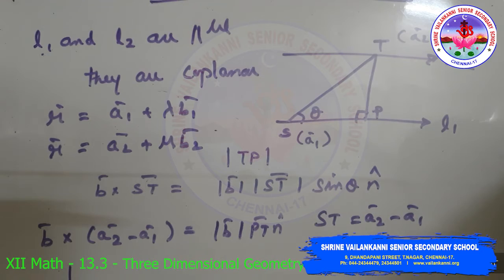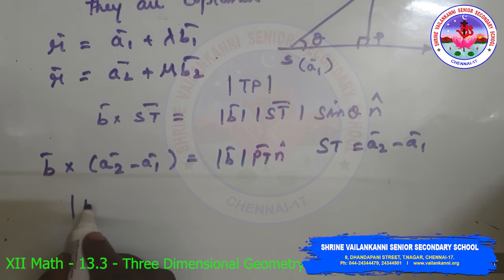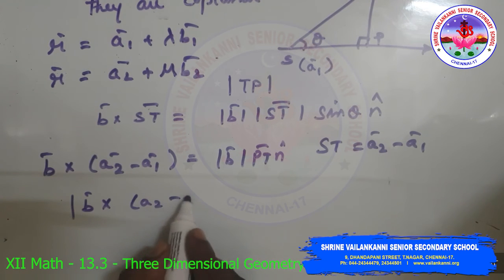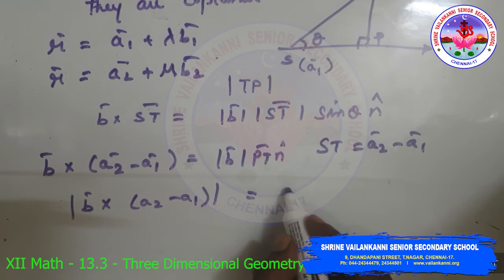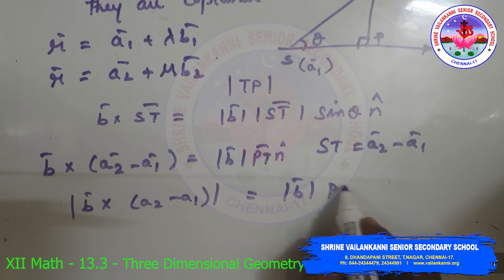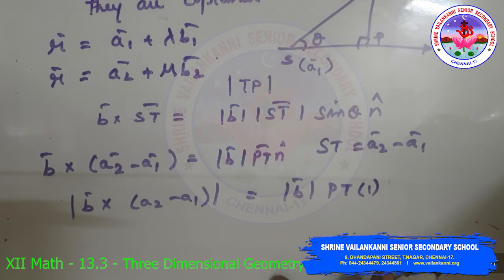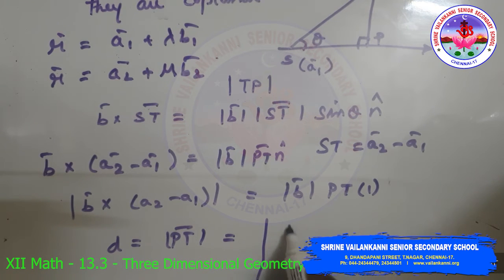So modulus of b cross a2 minus a1 is equal to modulus of b into PT into 1, since n cap equals 1. Therefore, the distance between the given parallel lines D equal to modulus of PT, which is modulus of b cross a2 minus a1 divided by modulus of b.